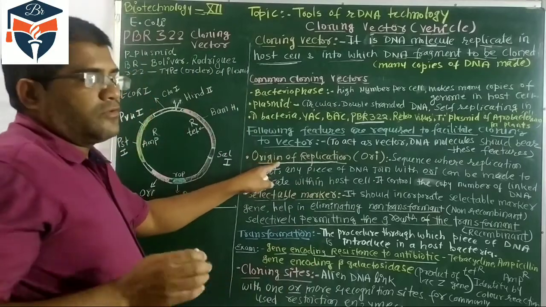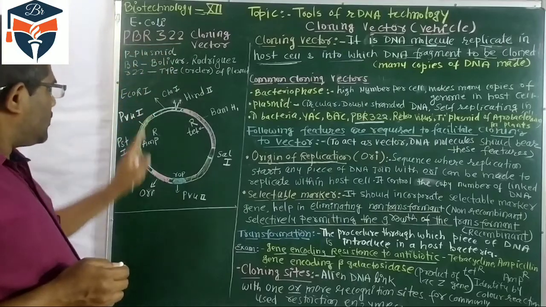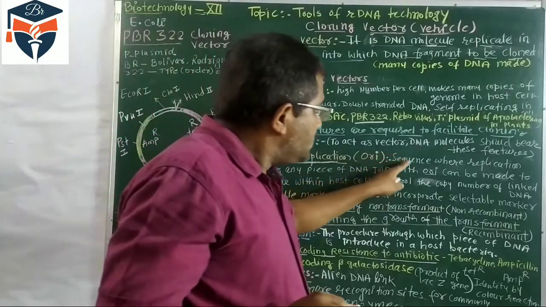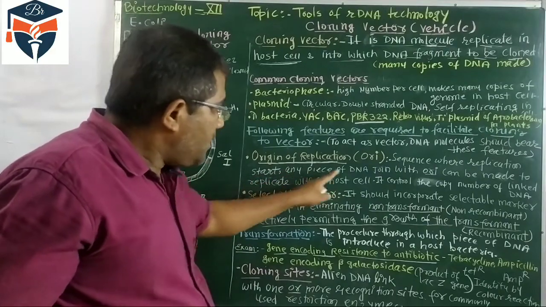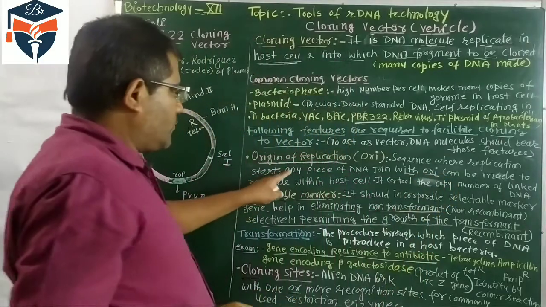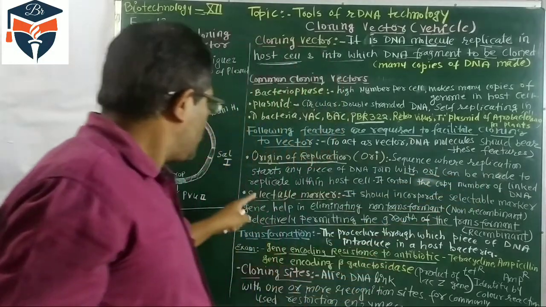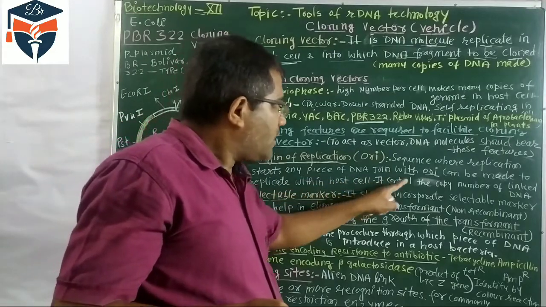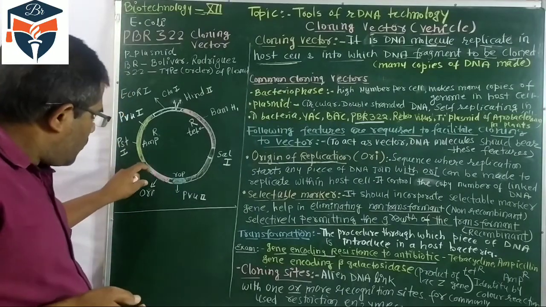Number 1. Each cloning vector should have an origin of replication. So here also ORI is written. Origin of replication is ORI. What is ORI? It is the sequence where replication starts, and any piece of DNA joined with the ORI can be made to replicate within the host cell, and it controls the copy number of the linked DNA.